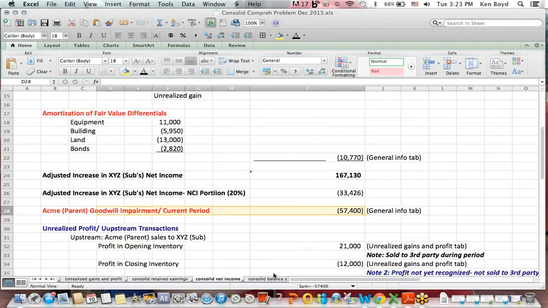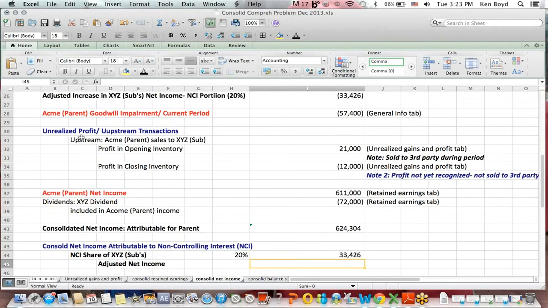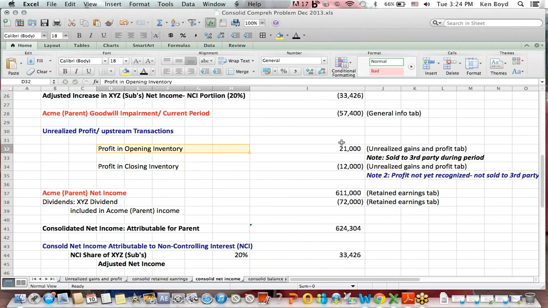So jumping back to consolidated net income, we are subtracting the parent's portion of the goodwill impairment in the current period, being 2013. We also have unrealized profits on upstream transactions, that is, transactions from sub to parent. So we had a couple of things going. We had a profit on opening inventory of $21,000.